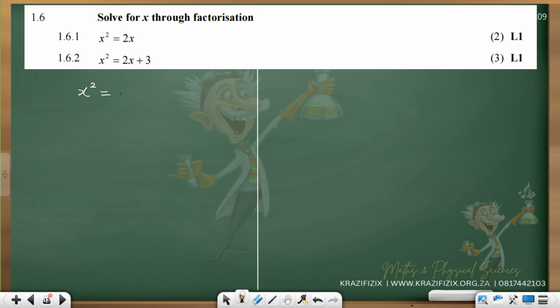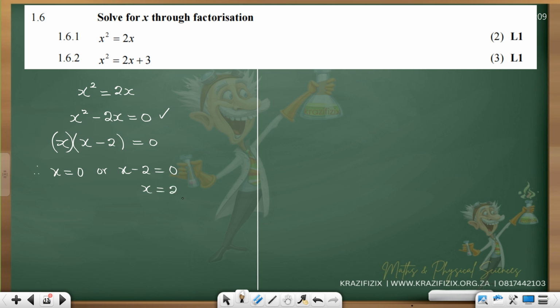x squared equals 2x. If you remember, we said make sure the right-hand side is a 0. We do not divide. Make sure the right-hand side is 0, now that gives you 1 mark there. This should have been 3 marks. Okay. Now what is common? x is common. We did factorization yesterday. x(x minus 2) equals 0. Therefore, either x equals 0 or x minus 2 equals 0, and x would be equal to 2. So we can put 3 marks on this one rather than 2 marks.